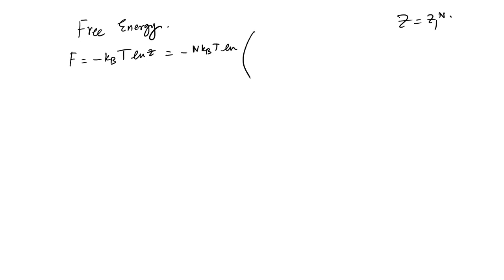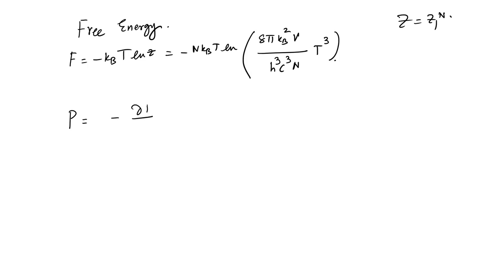So we calculate the free energy. And free energy is equal to minus kT log Z, where Z is equal to Z1 to the power N. Okay, so this is equal to minus N kT log of 8 pi k cube V by h cube c cube N times T cube. Okay. So this is the free energy of the photon gas.